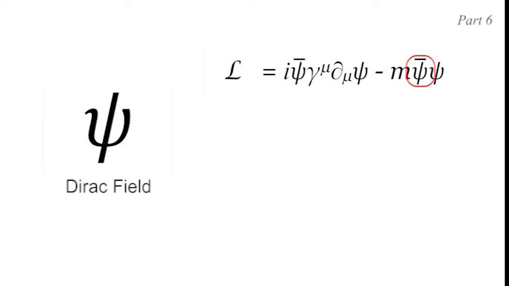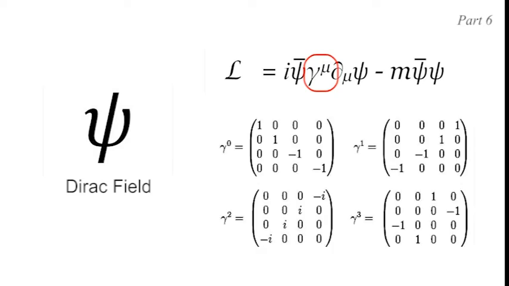Psi bar is known as the Dirac adjoint of psi. But for simplicity, just think of it as being such that psi bar times psi is psi squared, the field squared, a bit like the complex conjugate phi star phi for the scalar field. The gamma mu in the fermion Lagrangian, as we said before, is what we might call a supervector, a set of four 4x4 matrices where mu, the index, can be 0, 1, 2 or 3.